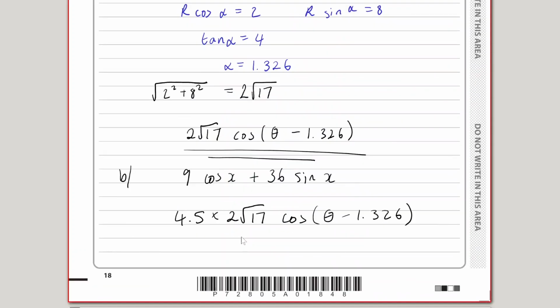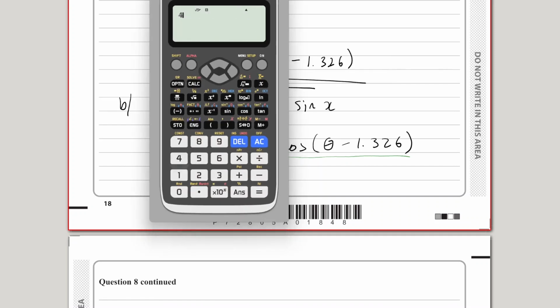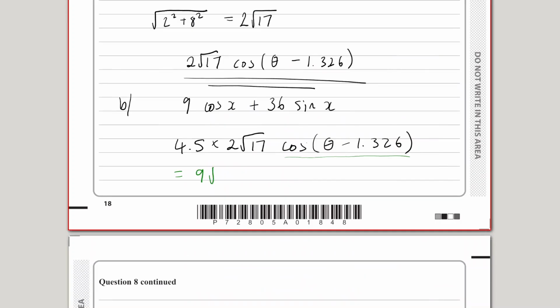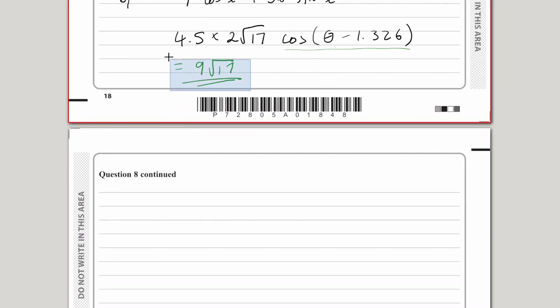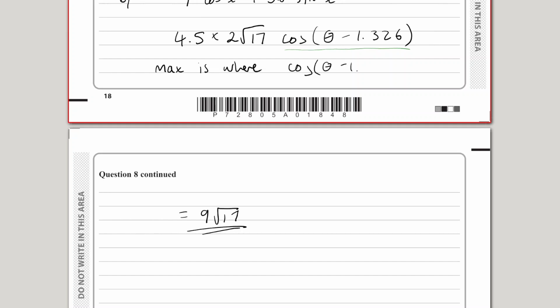So we want to know the maximum. So the cos part can go between -1 and 1. So the maximum is where that's equal to 1. So it's 4.5 times 2 root 17, which is 9 root 17. Was it exact we wanted? Yep, 9 root 17. So I'll write the maximum is where cos(theta minus 1.326) equals 1, which leaves us with 4.5 times 2 root 17, which is 9 root 17.